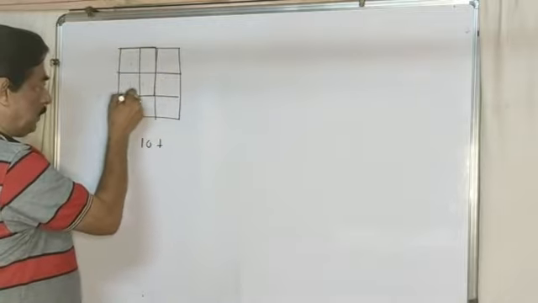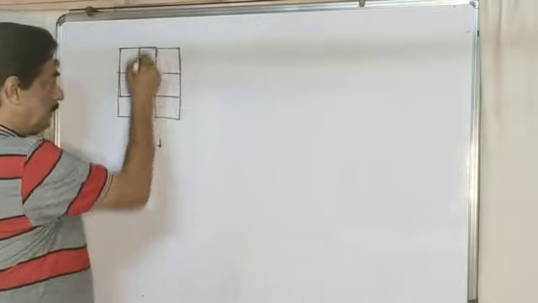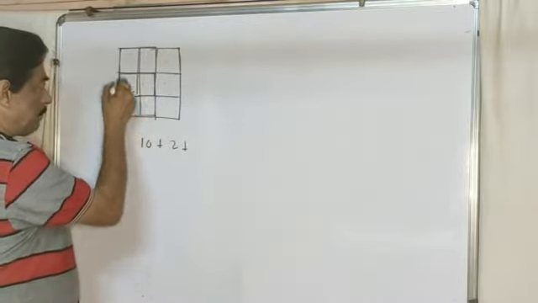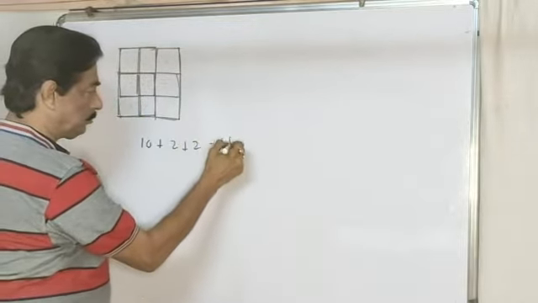We can get 1 square. 2 by 2, we can get another square. So plus 2. 2 by 2, we can get this square. 2 by 2, we can get this square. These are plus 2. These are 14.